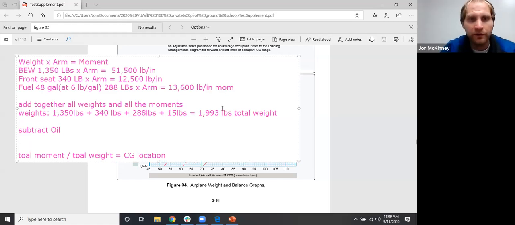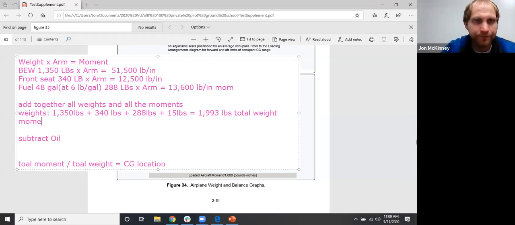Let's try to add up some of these moments. Okay, so now we have moments. In our example, we had 51,500 pound inches plus 12,500 pound inches plus 13,600 pound inches. But we also have to get that oil in there. Well, let's subtract that one later because that'll be a little more tricky. So here's these in our moments. Everybody's following along with their calculator, typing it in, so I'm not the only one in case I type in something wrong myself.